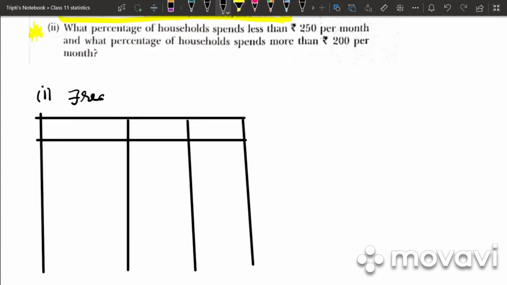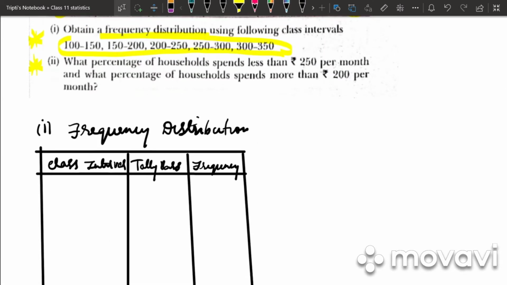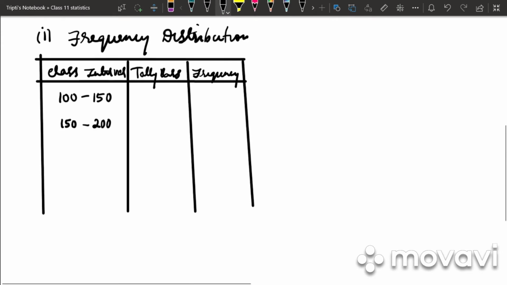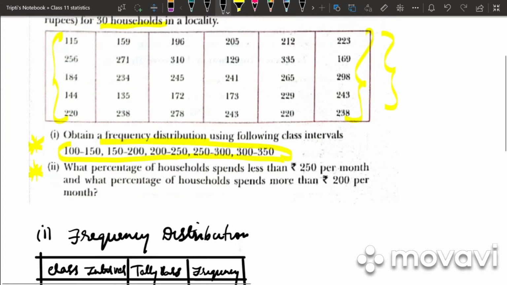So first question is frequency distribution. So first column we have class interval, then we have tally bars, then we have frequency. So what are the class intervals? They have given us 100 to 150, 150 to 200, 200 to 250, 250 to 300, 300 to 350. Now we need to start marking the numbers.